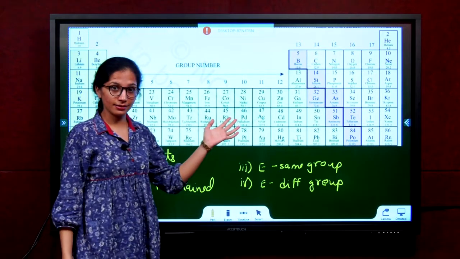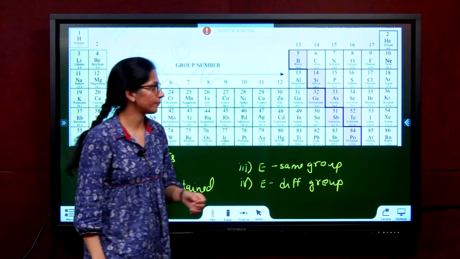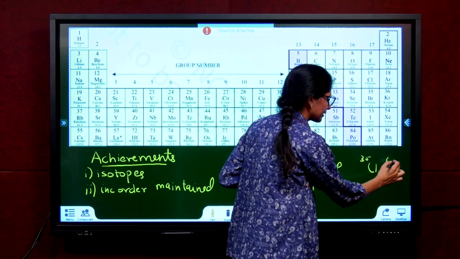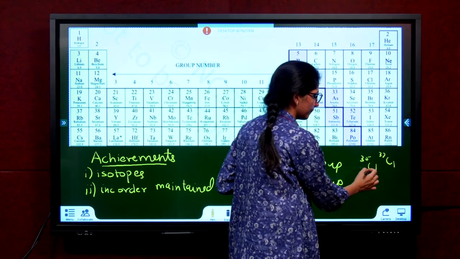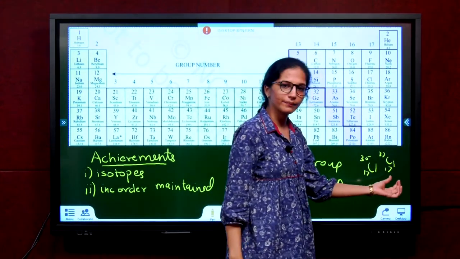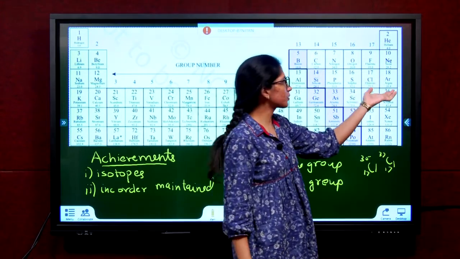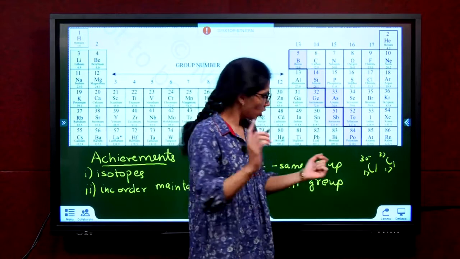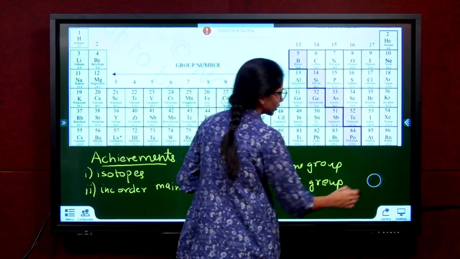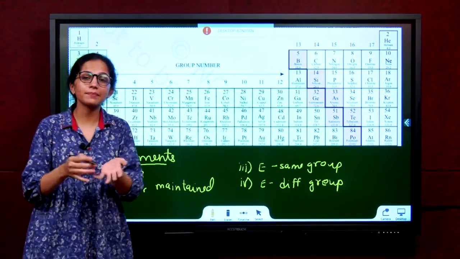But in this modern periodic law, it says atomic number. Cl35 and Cl37, both of them have the same atomic number. So they both will fit in the same slot. Problem solved, properties are also the same. Therefore, he overcame this limitation from Mendeleev. So the first point, isotopes were placed in the same slot.